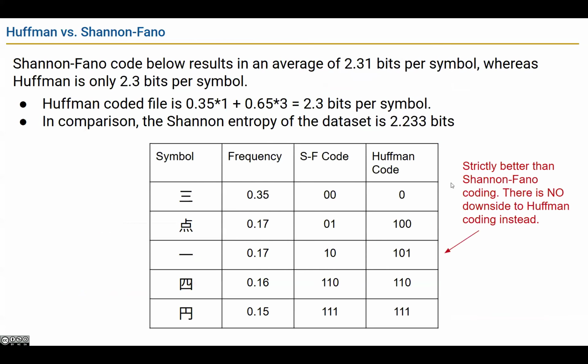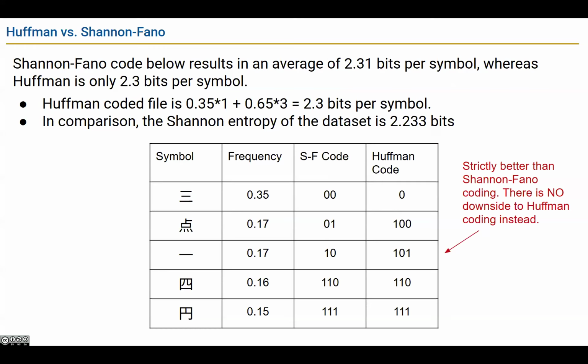Now, if you use the Shannon-Fano code that we described earlier, then you evaluate to an average of 2.31 bits per symbol. Meanwhile, the Huffman encoding was 2.3 bits per symbol. And if you look at the Shannon entropy, the actual entropy of the data set, then we get 2.233 bits per symbol. So this is actually really close to the optimal solution.